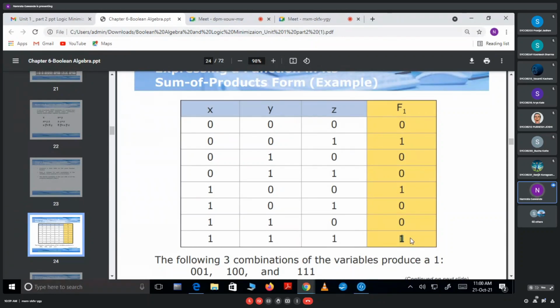So this truth table is given in which some outputs are 0 and some outputs are 1. That is already provided. That is already given. You just need to find out which combination provides 1 and which combination provides 0. So from this table, these three provide 1, right? 0, 0, 1, 1, 0, 0, and 1, 1, 1, right?